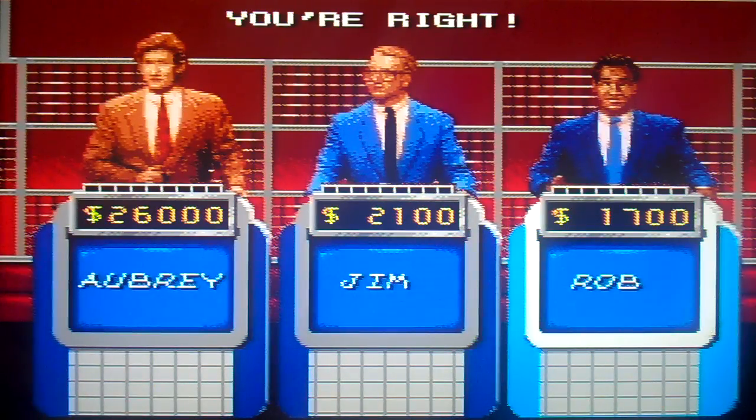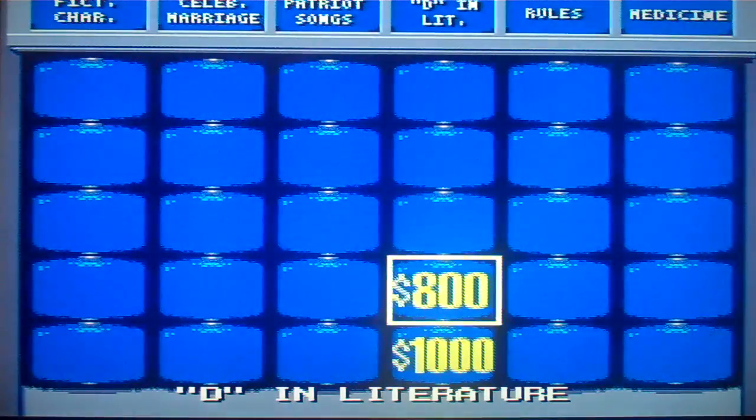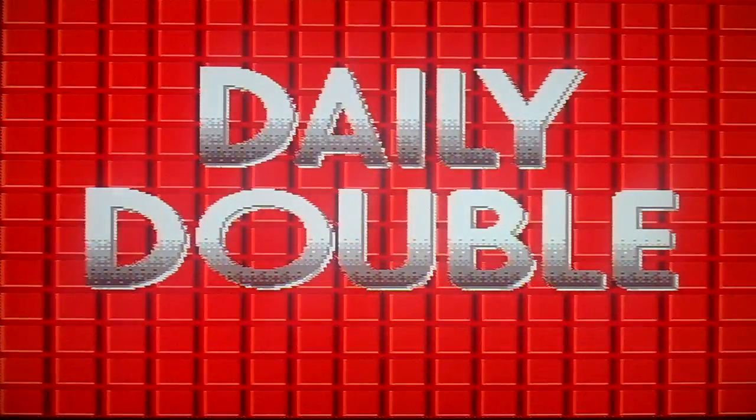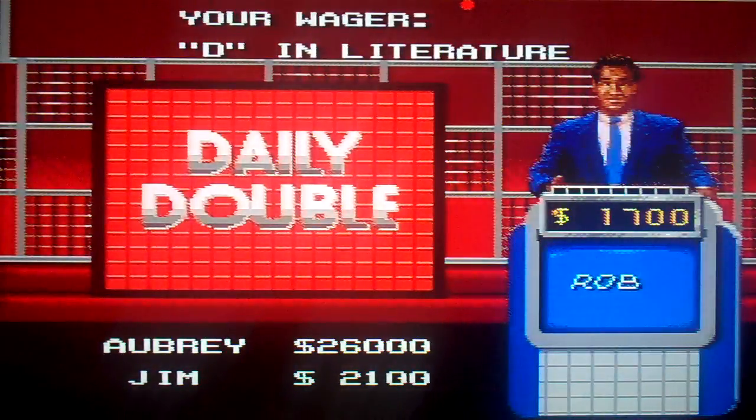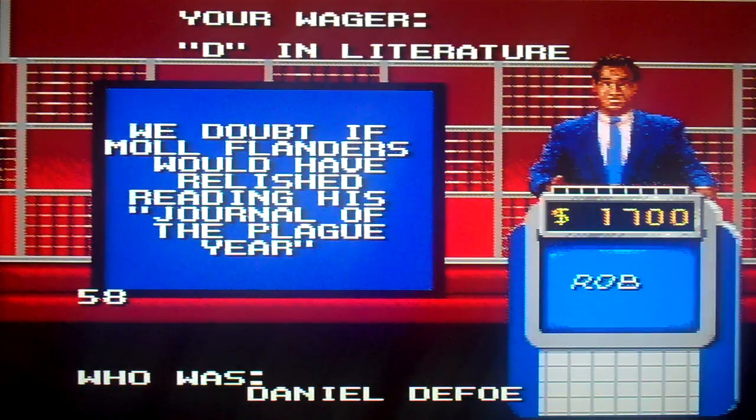And Rob's going to go to Dean Literature for 800, which has the other Daily Double. And I know he's going to bet all 1,700, so here's the clue in Dean Literature: We doubt if Moll Flanders would have relished reading his Journal of the Plague Year. And it's Daniel Defoe.